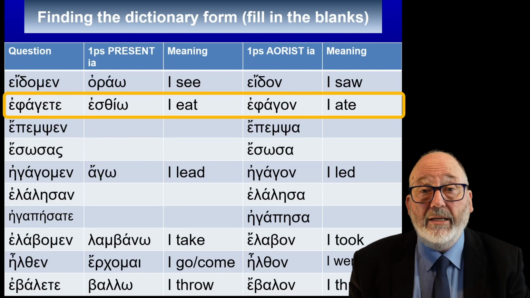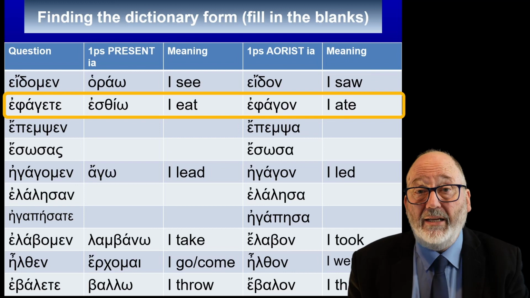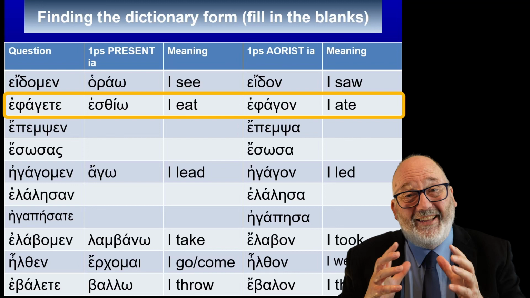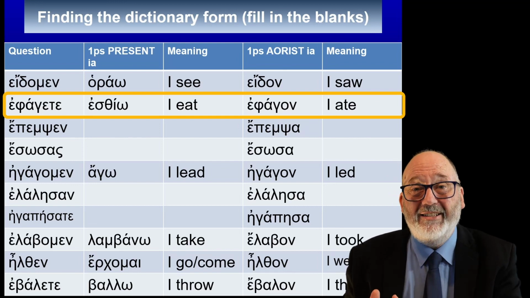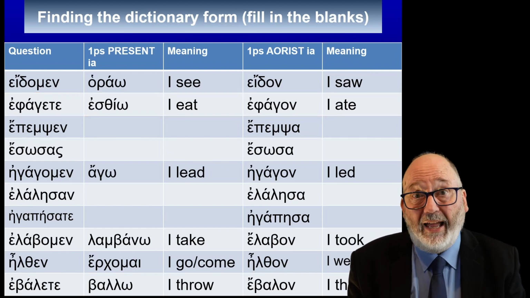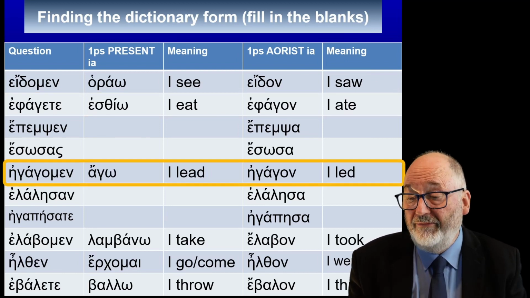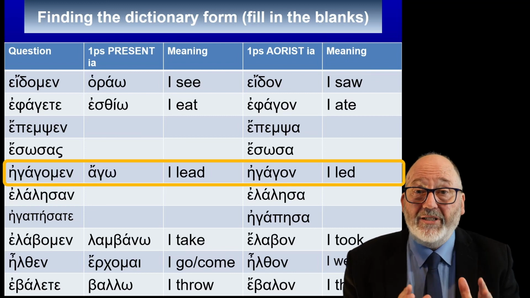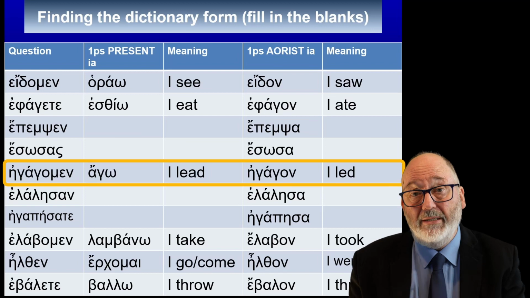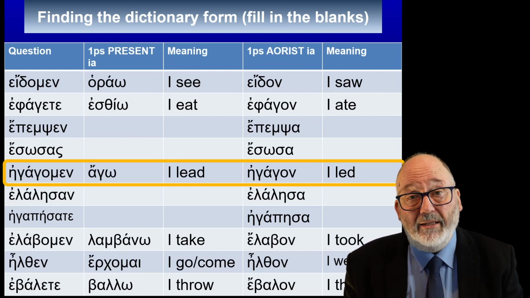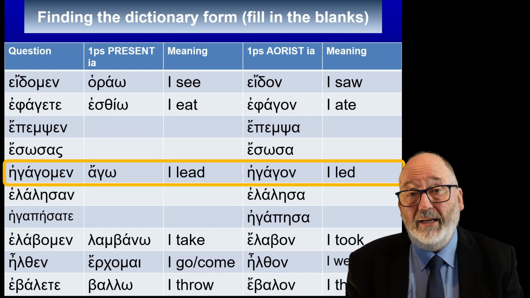So ephageti is from esthio, I eat. In the aorist tense, it means I ate. Yes, the English simple past is the most natural translation of the aorist tense. Agagomen comes from the verb ago, which means I lead. And again, you see that the aorist stem is different from the present stem of that verb. In the present tense, ago means I lead. In the past tense, it means I led.